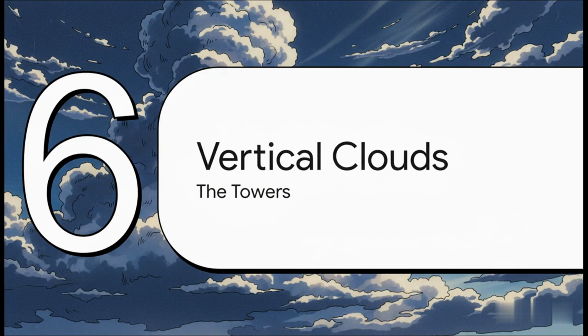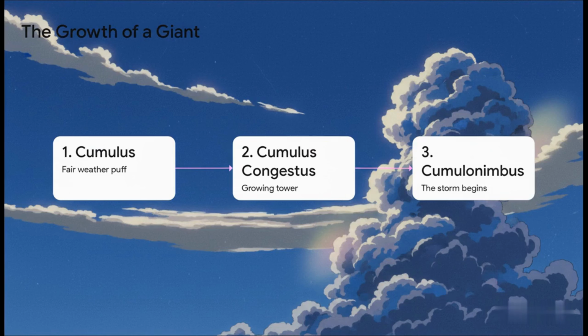Okay, so we've covered the low, middle, and high clouds, but finally we've got the rule breakers, the ones that don't like to stay in one lane. These are the clouds of vertical development. We're talking about the towering giants of the sky. And you can see their whole life cycle right here. It often starts out as just a harmless, puffy little fair-weather cumulus cloud. But if the conditions are right, if the air is unstable and you've got warm, moist air shooting upwards, that little puff can grow and grow, becoming a towering cumulus congestus. And if it keeps growing, it transforms into the king of all clouds, the mighty Cumulonimbus, the thunderstorm cloud.